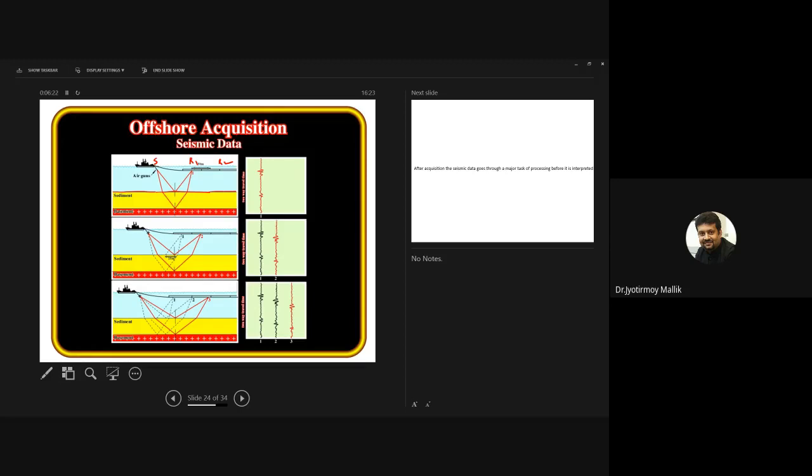boundary. Here the boundary is between water and sediment, and these boundaries are, by the way, called reflectors. Okay, in seismic we call them reflectors. So I will be able to image them with the source and R1 pair, and the source and R2 pair. I will be able to image them with both of them.